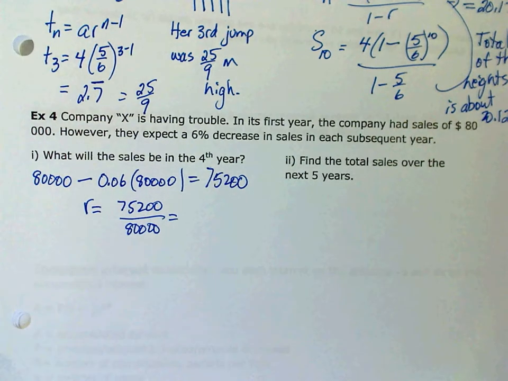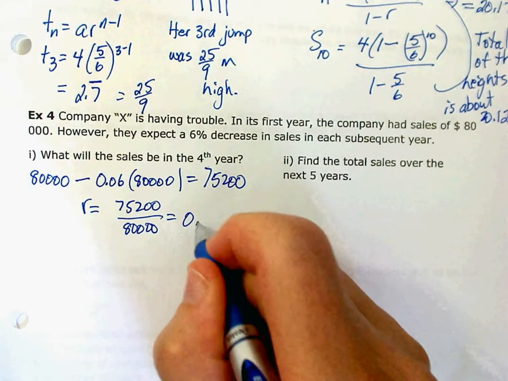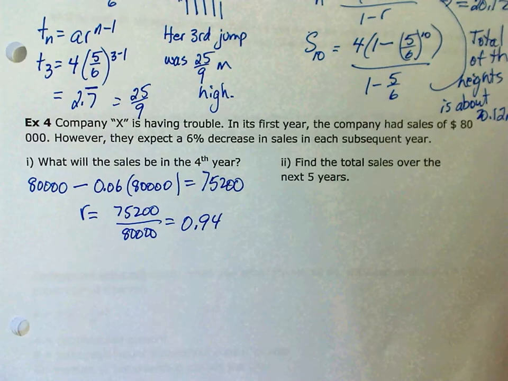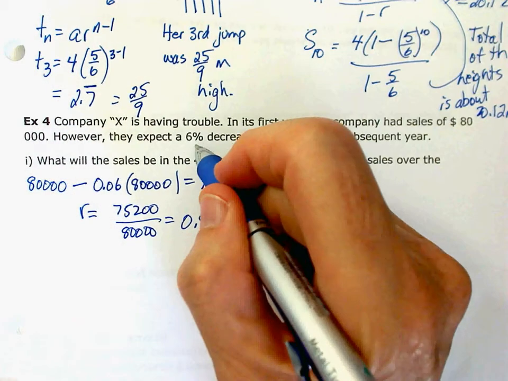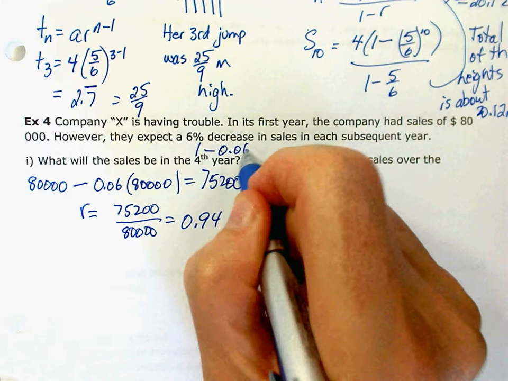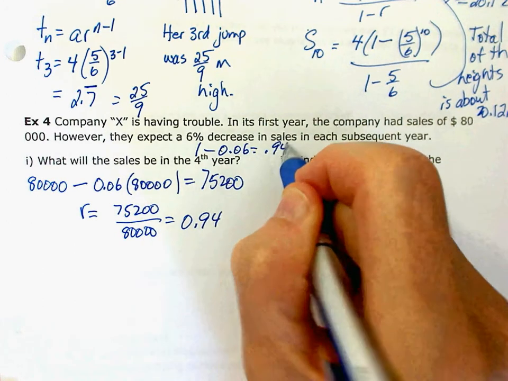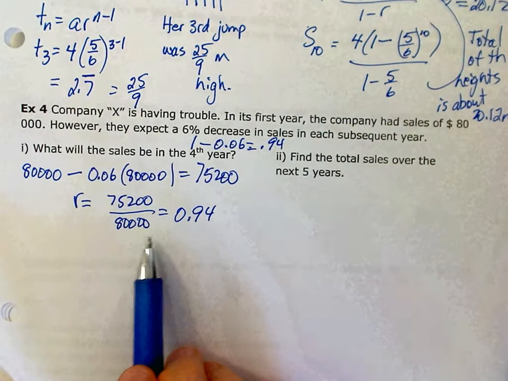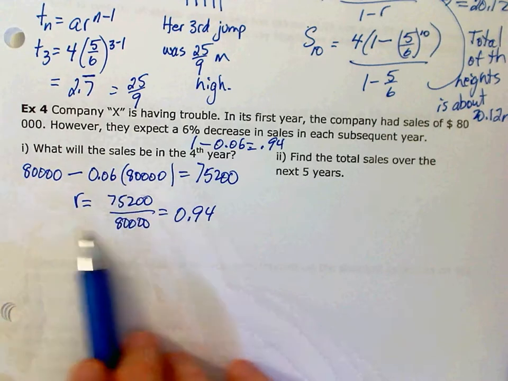Subtract 6%. Yeah, you can do it that way. Some people need to see this demonstration, that's why. Or you could have gone 1 minus 0.06, and that would be 0.94, right? I'm just showing you another way to get r, because it helps some people if they see this calculation.